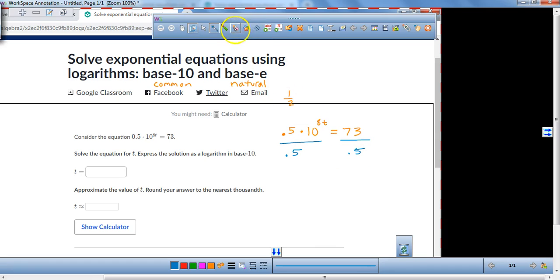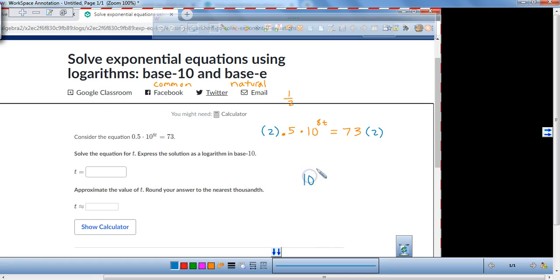But personally, if it's a half, instead of dividing both sides by a half, I like to multiply both sides by 2. So I'm just going to double that. For whatever I do to one side, I have to do to the other side. So if I double this, that cancels out, and we're left with 10 to the power of 8t equals 146. Now, there's a couple of ways we can do this problem.